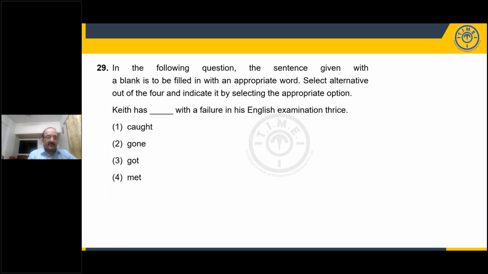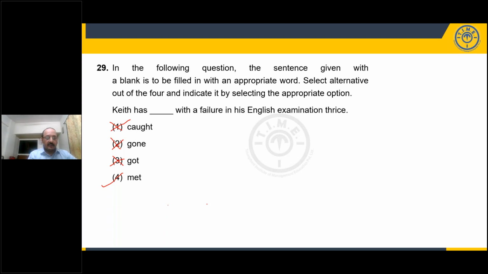Keith has dash with a failure in his English examination thrice. Caught with a failure, no, you can't catch failure. Gone with a failure, no, you can't go with failure. Got a failure बोल सकते हैं, got with a failure नहीं. Met with failure, yes. You can meet with success, you can meet with failure. So option number 4. Keith has met with a failure in his English examination thrice.